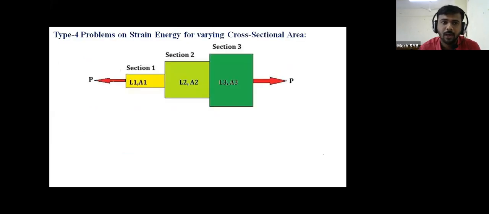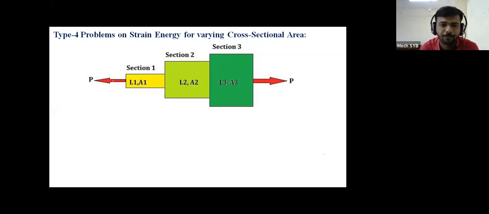Now we will discuss the last type of this particular chapter, that is problems on the strain energy for the varying cross-sectional areas. Up till now, whatever the three types of problems we have solved, it may be gradually applied load, suddenly applied load, or impact load. In those, only one cross-sectional area we are considering for the calculation. In the gradually applied load, one horizontal rod is subjected to the external load. Again, in the suddenly applied load, one horizontal rod is there, its diameter is given, and it is subjected to the external load, and we are calculating the further parameters.